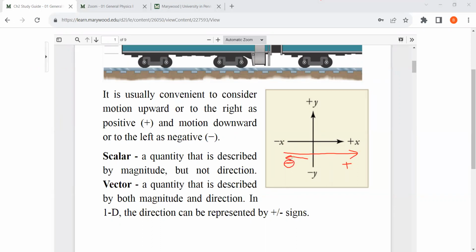Okay, but when we combine both x-axis and y-axis, I mean when we learn about two-dimensional motion, it will be a little bit complicated. But once you understand the concept in one dimension, it will be easier to understand in two dimensions. So in one dimension it's easy. You can represent the direction by positive and negative sign.